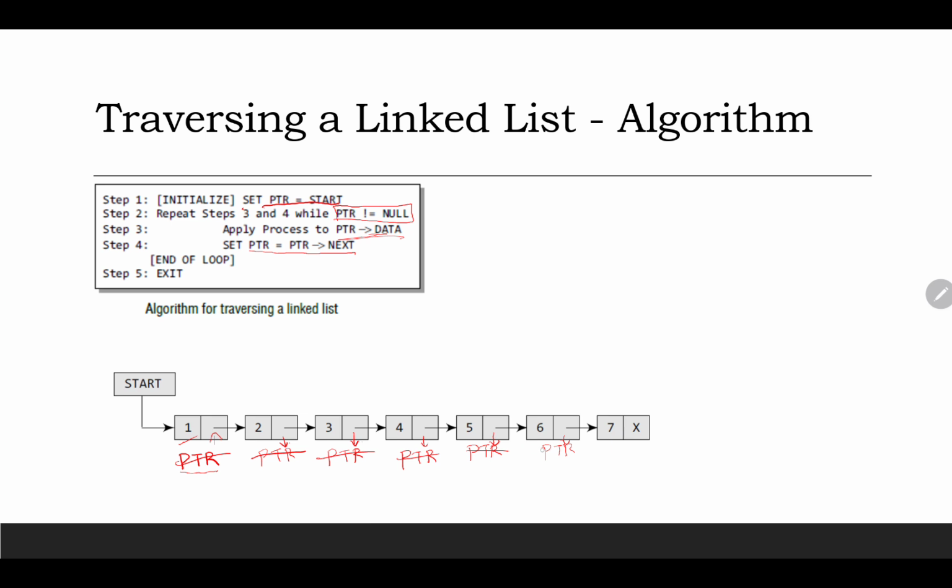So we are doing the third step process, and in the fourth step it will move to the next node. So this is the ptr. Now we are checking ptr is not equal to null, but it is equal to null. So the condition is false, so it will exit. So now what we have done, we have traversed each and every node. So we are accessing the nodes of the list in order to perform some process here.